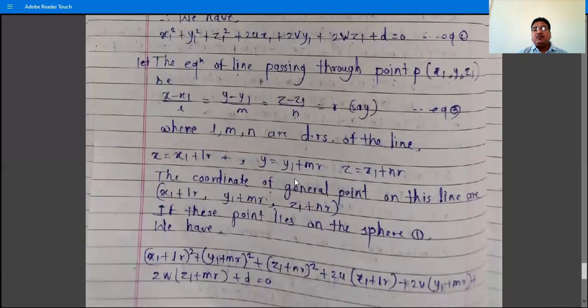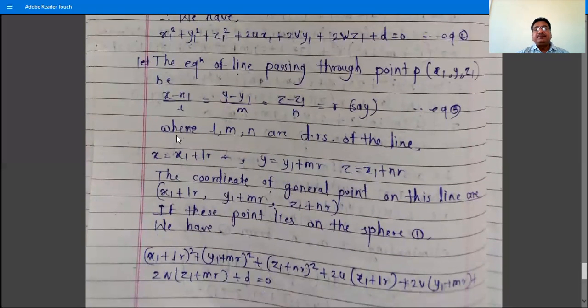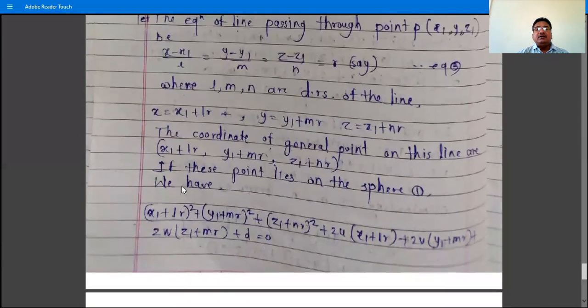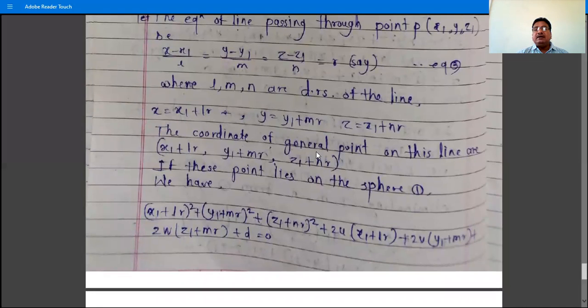So l, m, n are obviously the direction ratios of the line. Then by comparing (x - x1)/l = r, we have x = x1 + lr, y = y1 + mr, z = z1 + nr. Then the coordinates of a general point on the line are what? (x1 + lr, y1 + mr, z1 + nr). If this point lies on the sphere 1, we have the same procedure.